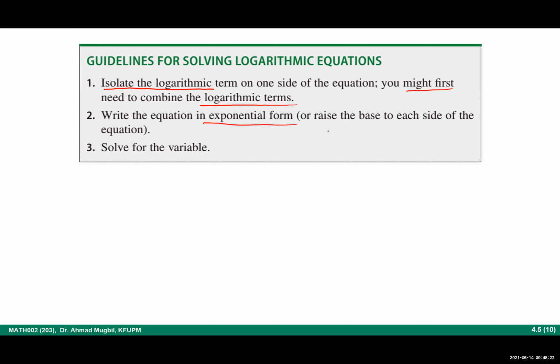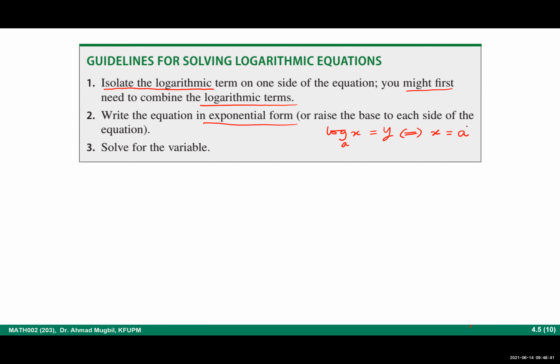When you have, for example, log a of x equals y, this is the logarithmic form. This is equivalent to the exponential form. What is the exponential form, ya shabab, corresponding to this? x equals what?